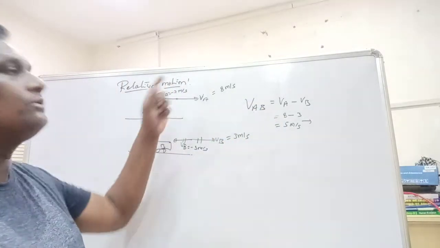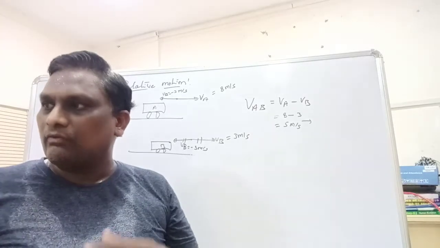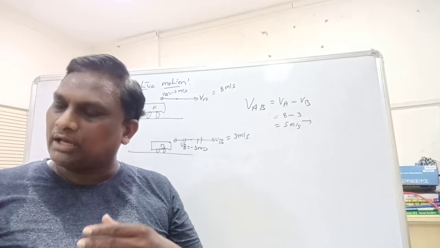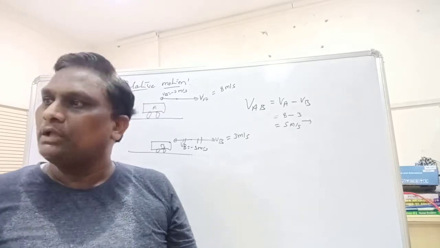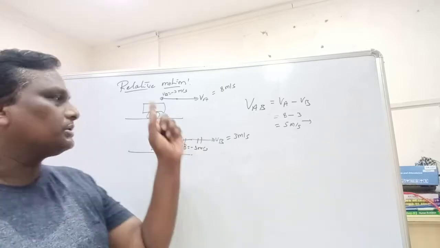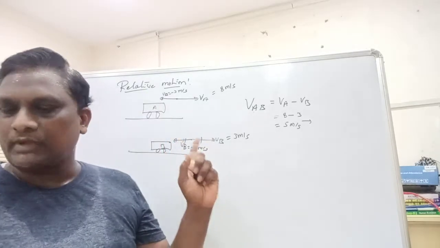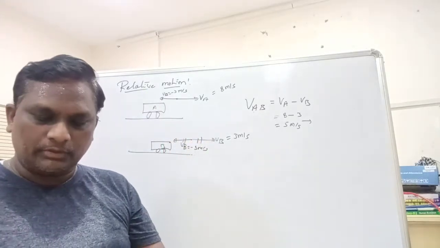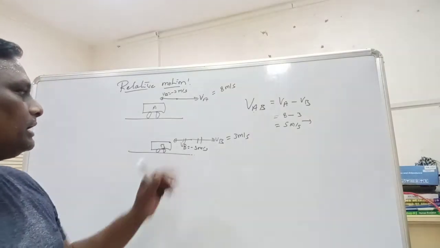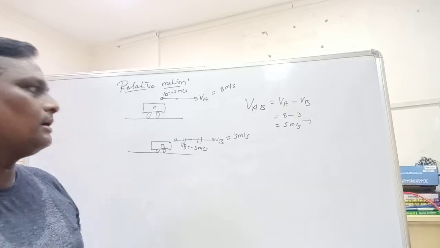So this is relative motion. Relative means one and another. We are comparing one vehicle, one object or one quantity to another quantity. Here we are comparing the velocity of car A with respect to car B. This is the relative motion concept, very, very important.